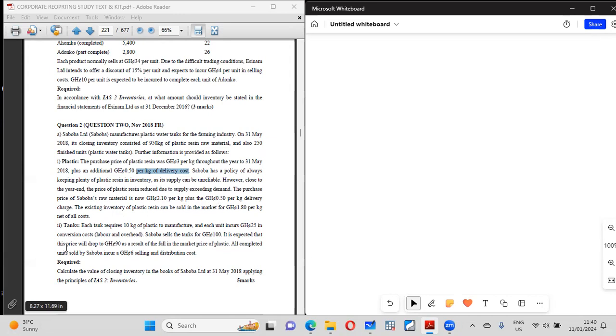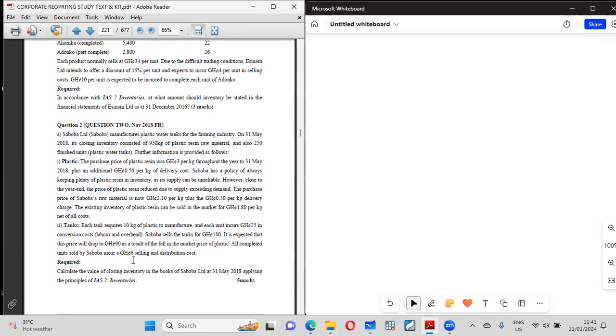All right, so we will look at the plastic, then we come and look at the tanks. The tanks too, it says that each tank requires 10 kg of plastic, and each unit incurs 25 cedis in conversion cost. That's labor and overhead. Saboba sells the tank at 100. It is expected that this price will drop to 90 as a result of the fall in the market price of plastic. All completed units sold by Saboba incur 6 selling and distribution cost.